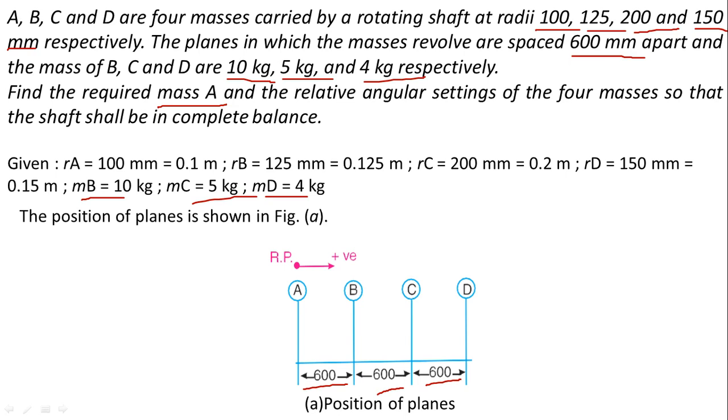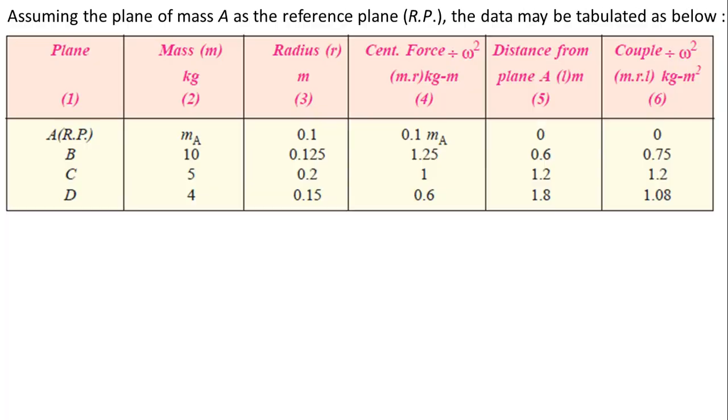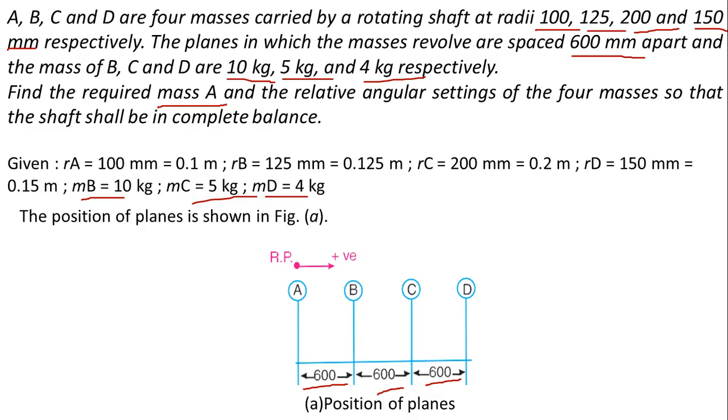So first you need to draw the position of the planes. It will be like this, and using this position of planes, let us take the reference plane here as A, so that A is already unknown. Okay, so if we take A as the reference plane, it becomes easy. So from here, if we take the distance, it will be measured as 600 for B, then 600 plus 600 for C, then 600 plus 600 plus 600 for D.